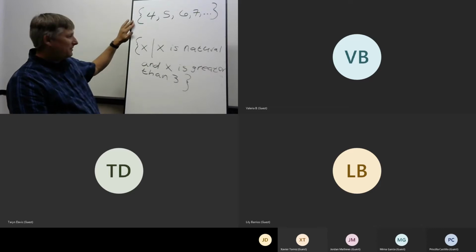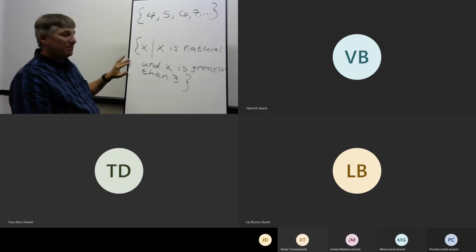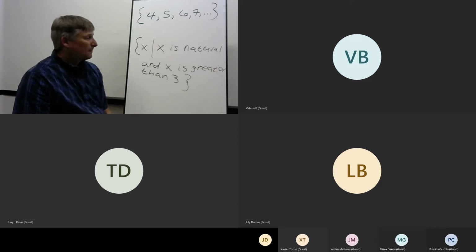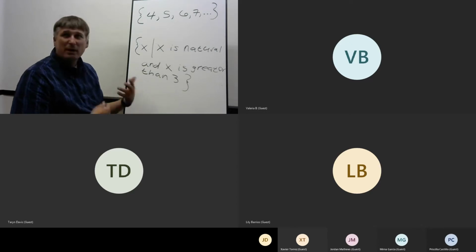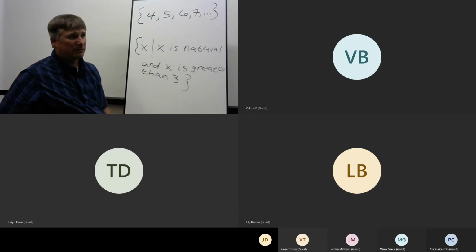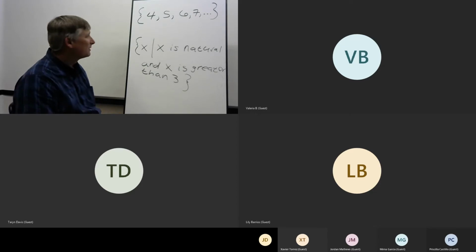So here's the roster method. Here's the set builder method. Now I'll be honest. Looking at the set builder method, it seems worse. Like, this doesn't seem smaller. We want to be efficient in mathematics. We don't want to waste a lot of time and space.